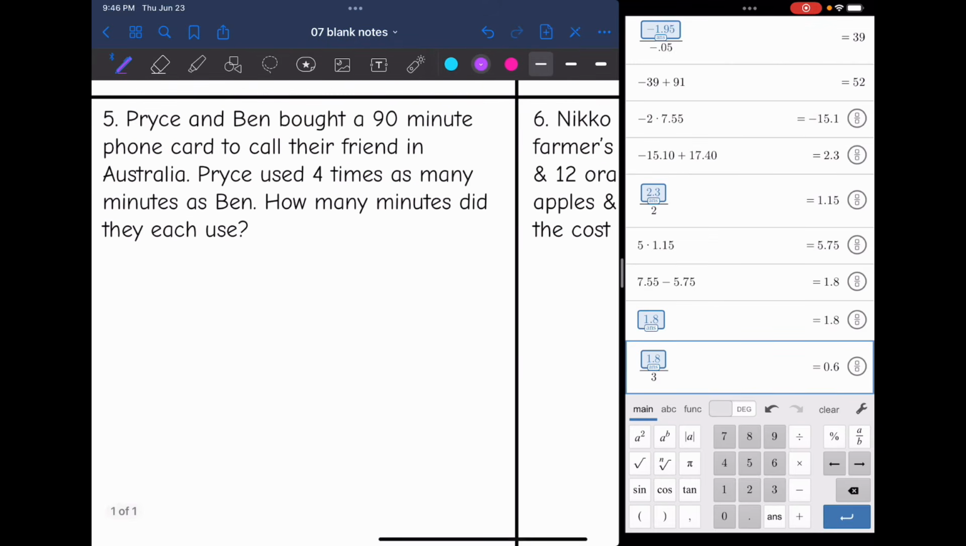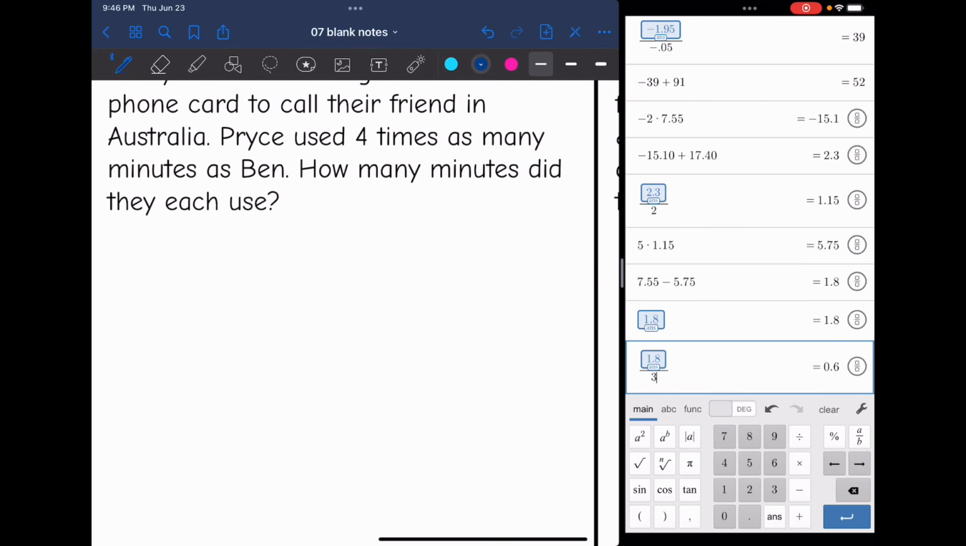Okay, let's look at number 5. Price and Ben bought a 90-minute phone card to call their friend in Australia. Price used 4 times as many minutes as Ben. How many minutes did they each use? So let's think about what x and y are going to represent. We're talking about how many minutes that Price and Ben used. So we will let x be Price's minutes and y be Ben's minutes.